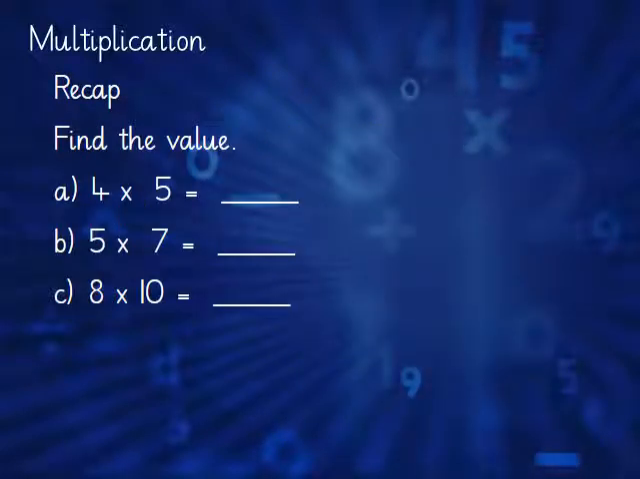Moving towards the recap session of the lesson. Work this out very carefully and match your answers later on. Let's come up with the answers starting from part A. 4 multiplied by 5 is equal to 20. Part B. 5 multiplied by 7 is equal to 35. And part C. 8 multiplied by 10 is equal to 80. Hope your answers are correct. You have done a wonderful job.